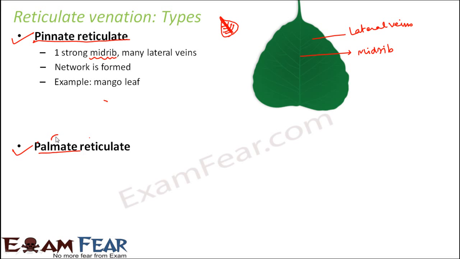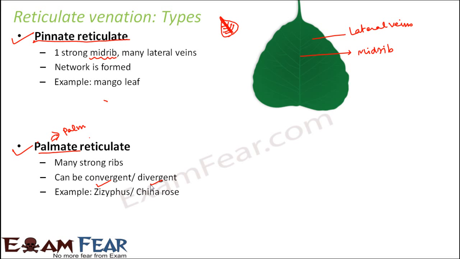This name palmate is derived from the word palm. If you look at your palm, you can see the resemblance. So in palmate reticulate, what happens? There are many strong ribs. There is no concept of one single midrib. Like here you had only one strong midrib, but in this case you will have many strong ribs, and this can again be of two types. It can be convergent or divergent. We will discuss them in detail just now.